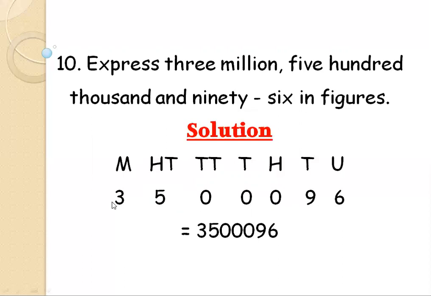So I'll write it out. 3500096. I have been able to express 3,500,096 in figures. If you feel you are able to do this without writing out the place value, good. But this will make it easy for you to avoid mistakes. So this is the answer.